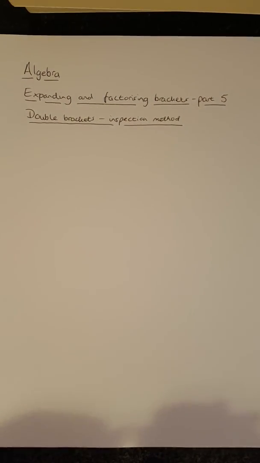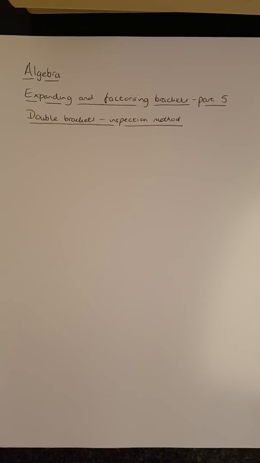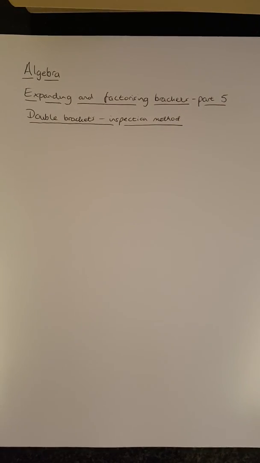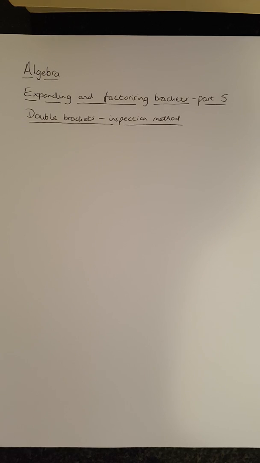Now we're going to look at the first of the methods for expanding double brackets that we showed in part 4. Just a reminder, there are 3 of these. There's the inspection method, I'll call it. There's long multiplication in the column method. And then there's grid multiplication. Feel free to watch 1, 2 or all 3 depending on how you feel the topic should be tackled.